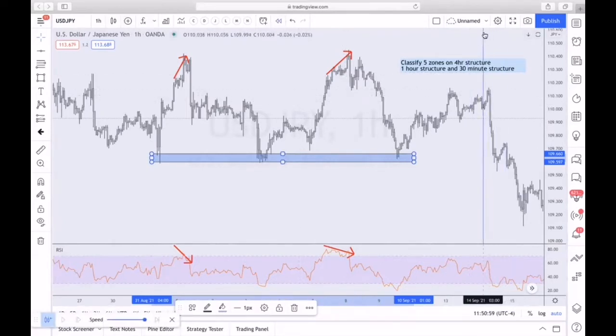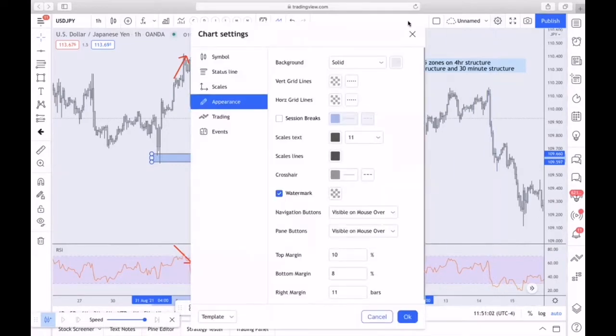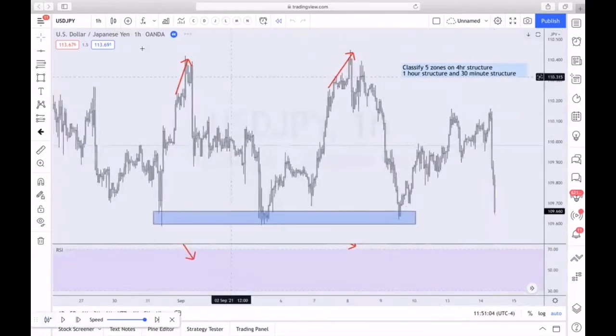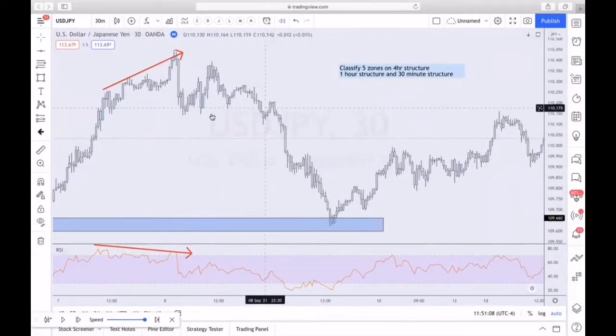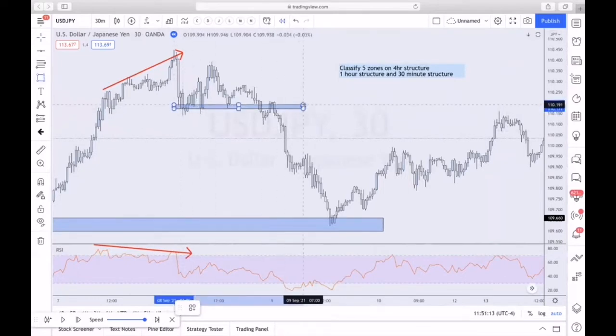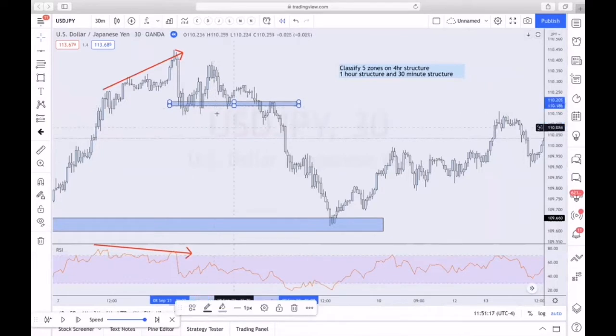So nothing more, honestly, I can explain it right here with this particular area, right? So let's go to 30-minute structure. You see how we have this little minor structure zone right here that is a whole level of support right here. These are just small zones that I would have inside of my chart.